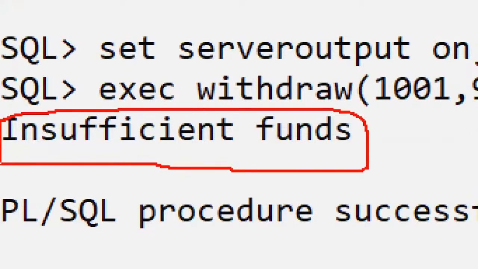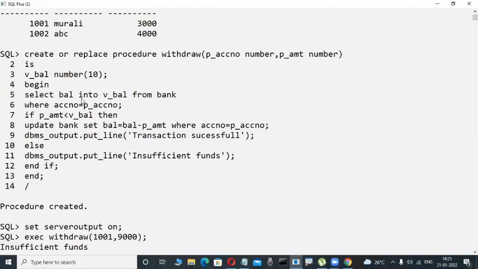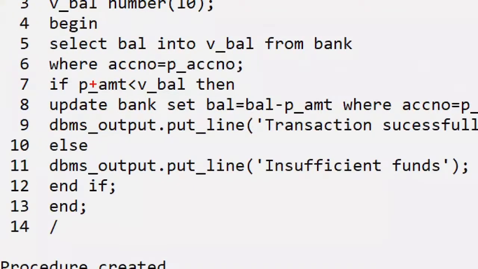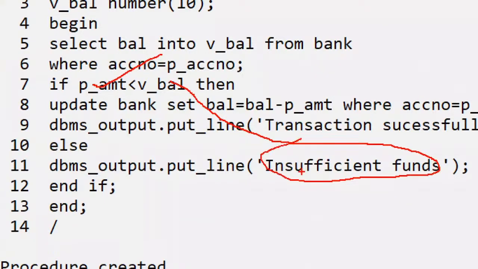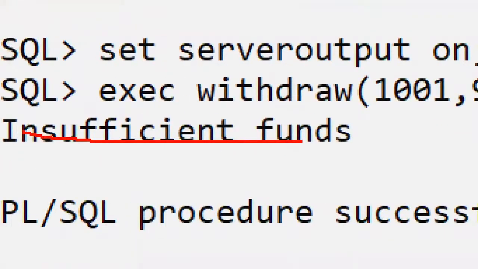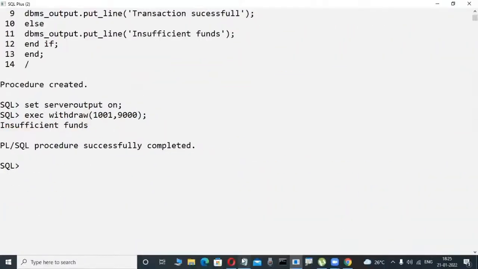It will display the message or not. How is it possible? This coding is executed, whatever I'm writing is executed. Your amount is more than the available balance, that's why insufficient funds only. It will display the message, yes. Now, suppose here, for example, observe the logic. Insufficient funds is a message, and it will be displayed or not. Yes. Suppose here, now check it out.